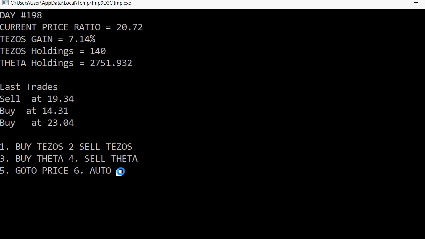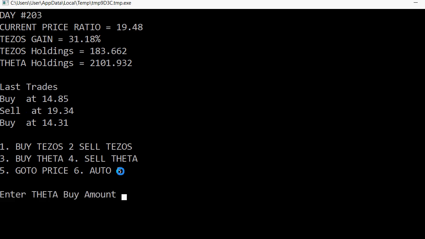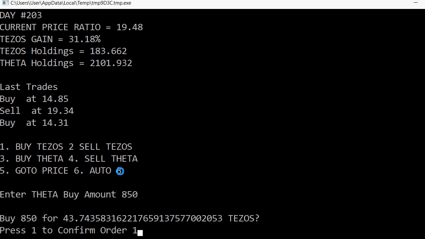Okay, so 140 Tezos, 2,750 Theta. Let's continue on again. Theta gain of 30%, so we got 2,700 of them. And I'm just putting a number quick in my head. Let's go 700, so 650. And I'll buy some of that back. So let's do buy Theta. I sold 650. Let's do 850.